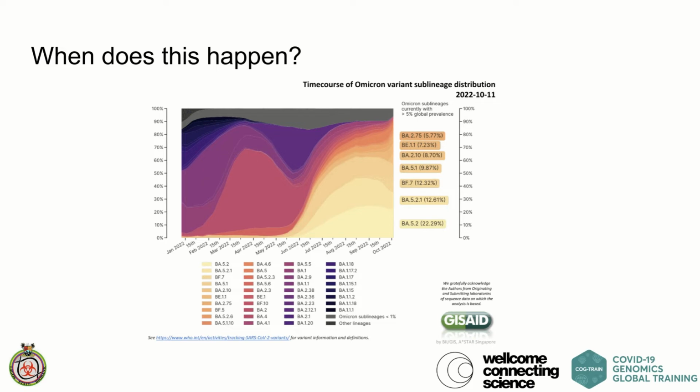And how do we track all of these events? This is done through genomic surveillance, when you're sequencing viruses from patients and you're trying to monitor the frequency of this variant as it spreads within the population.